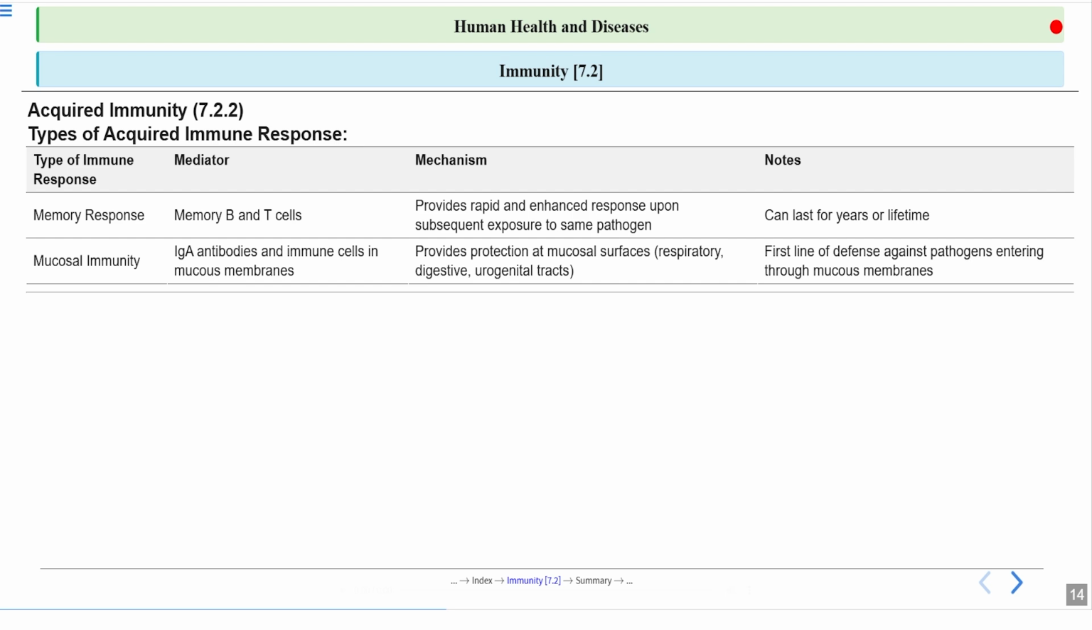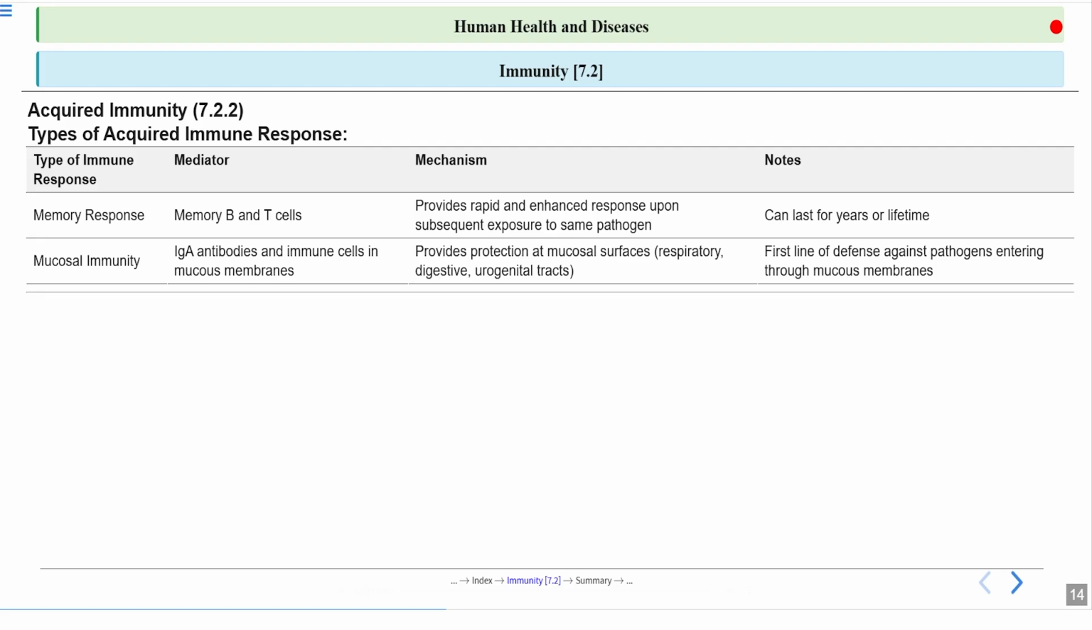It also includes mucosal immunity, which is primarily mediated by IgE antibodies and various immune cells located within mucous membranes, which offers crucial first-line defense at entry points like the respiratory, digestive, and urogenital tracts against pathogens attempting to invade through these surfaces.